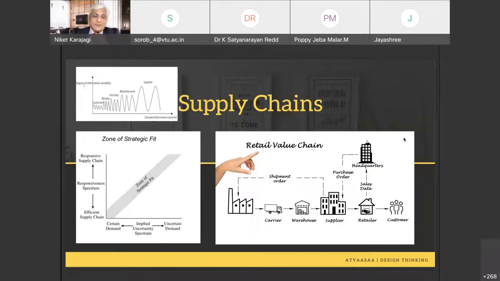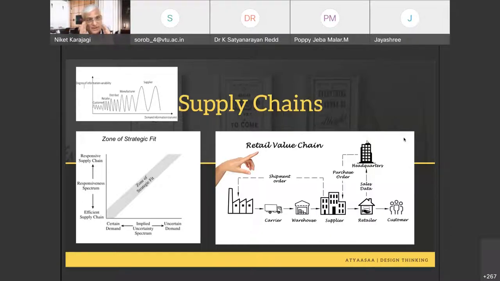The fashion industry: why is fashion expensive? Fashion is expensive because the responsiveness of the supply chain has to be so high, because fashions tend to have a very limited time span and they erode. That's why fashion gets very expensive.